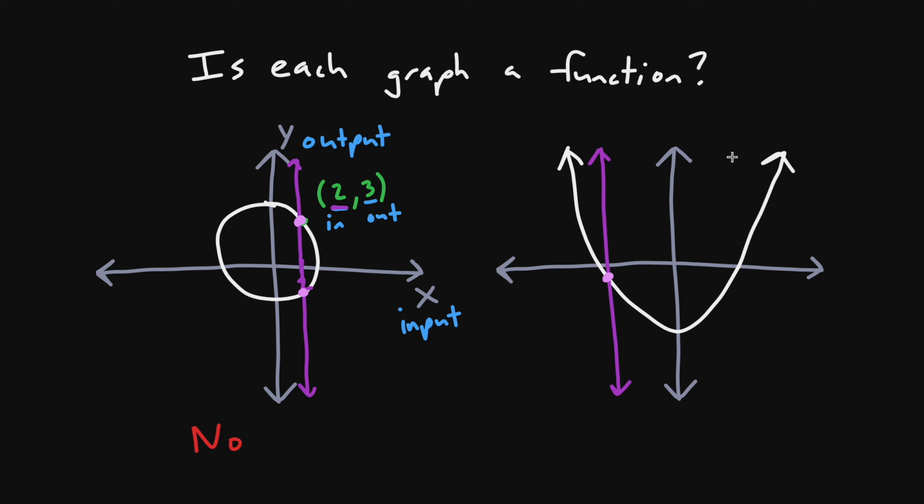Okay, that's nice. Well, what about another vertical line? Or another vertical line? Or another vertical line? You're going to check every vertical line that you could possibly make. And notice, each of these hits the graph exactly once. What that means is you never have the same input giving two different outputs. And so in this case, this passes the vertical line test. So we would say, yes, it is a function.